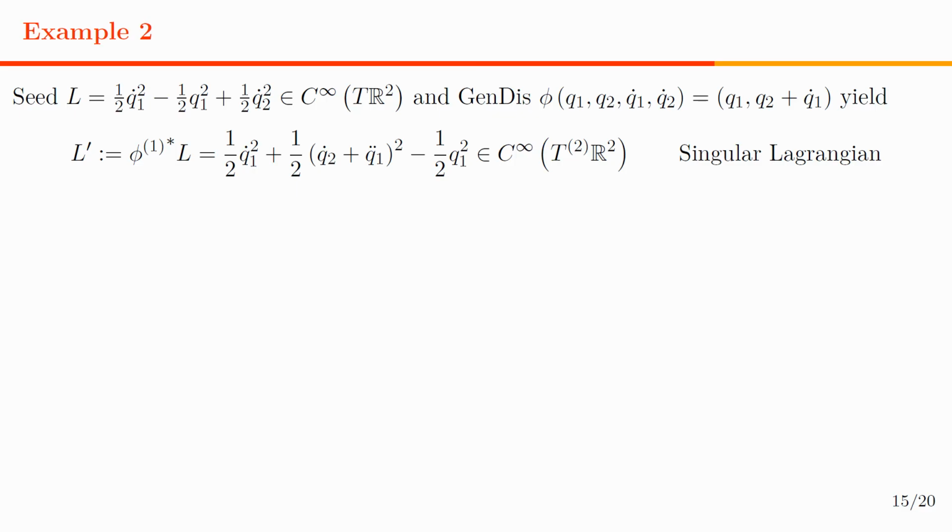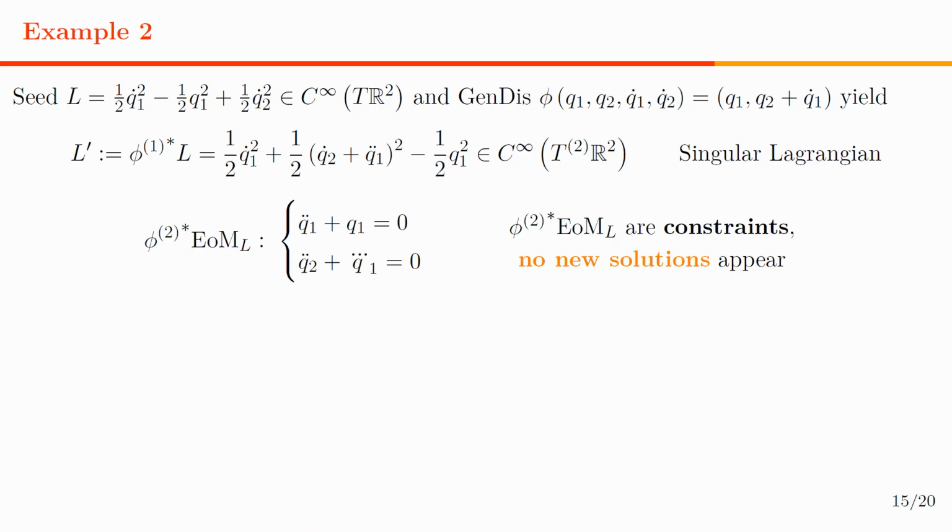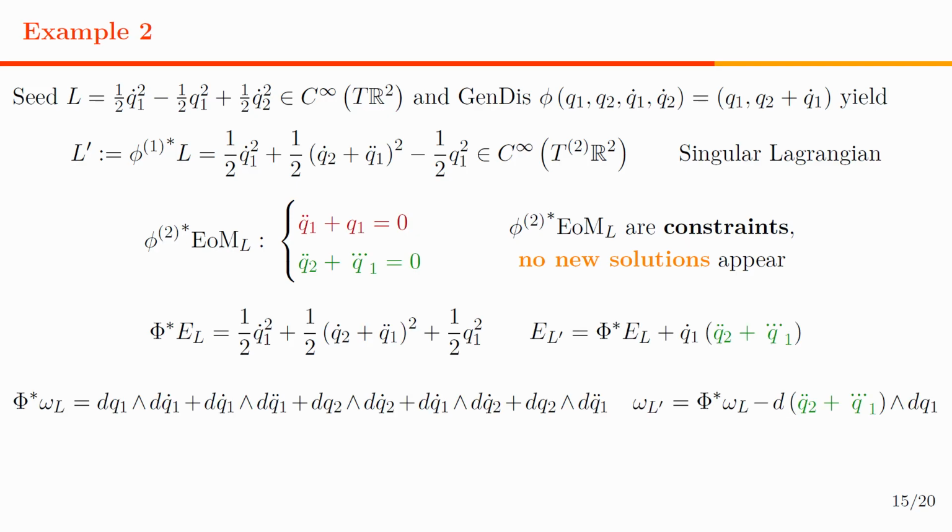We can perform the constraint algorithm, and what we find out is that in this case, the pullback of the seed equation of motion appears as a constraint of the transformed system. So in particular, the new system has no more dynamics, no extra dynamics appear in this case. And similarly, we can try to relate the two-form and energy. We have extra terms, but as you can see, the extra terms contain the pullback of the equation of motion.